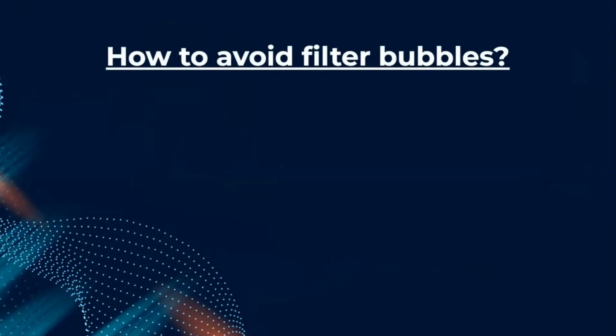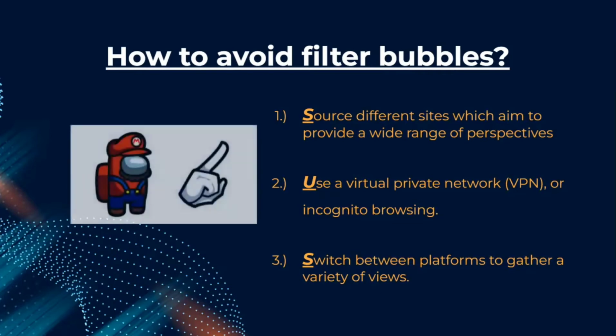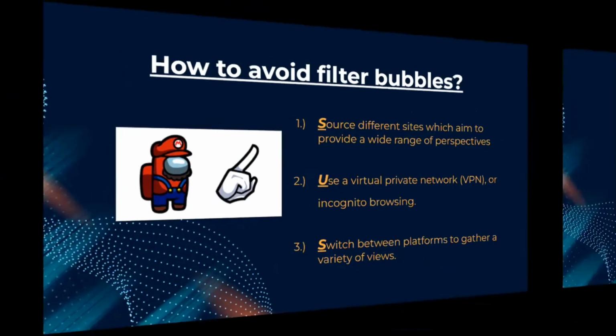So then, how do we avoid filter bubbles? Well, we can use this acronym called SUS. That's right, SUS. So, S stands for sourcing different sites which aim to provide a wide range of perspectives, to broaden your view. And the second letter U stands for using virtual private networks or incognito browsing. And finally, the last S is to switch between platforms to gather a variety of views.